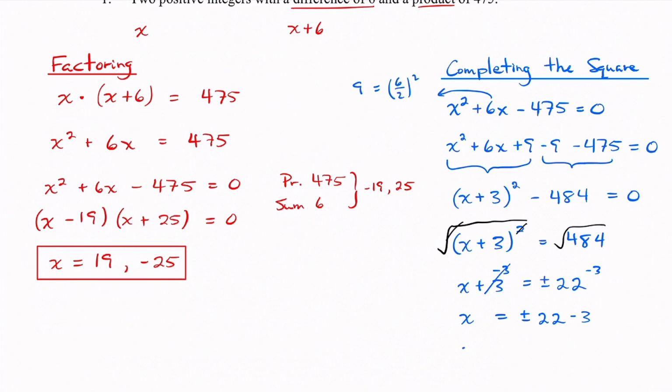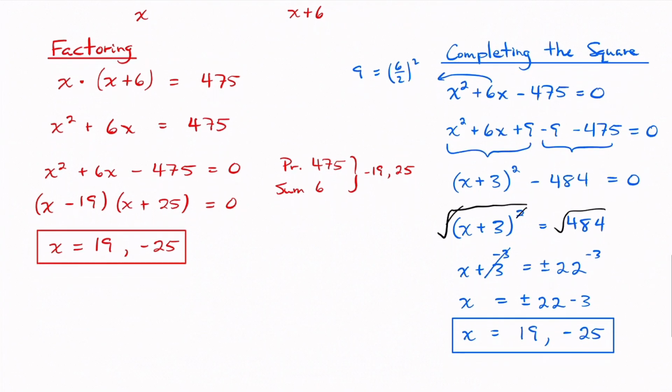And that's going to give me two answers. So if I take positive 22 and then I minus 3, I'm going to get 19. And then if I take negative 22 and I subtract 3, I'm going to get negative 25. And notice those are the same answers as what we got using the factoring method.